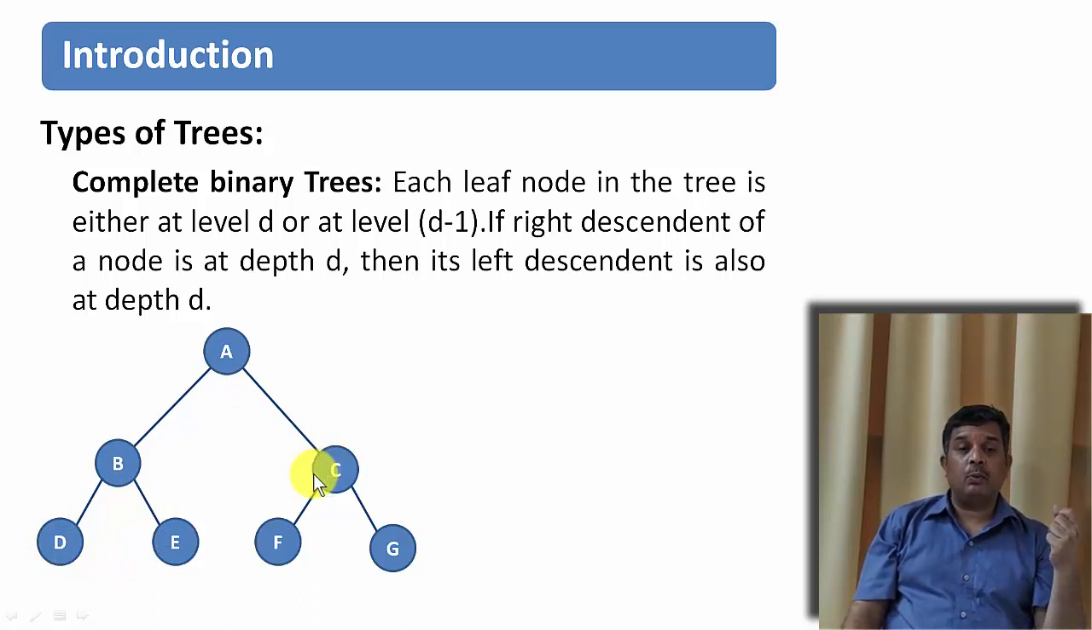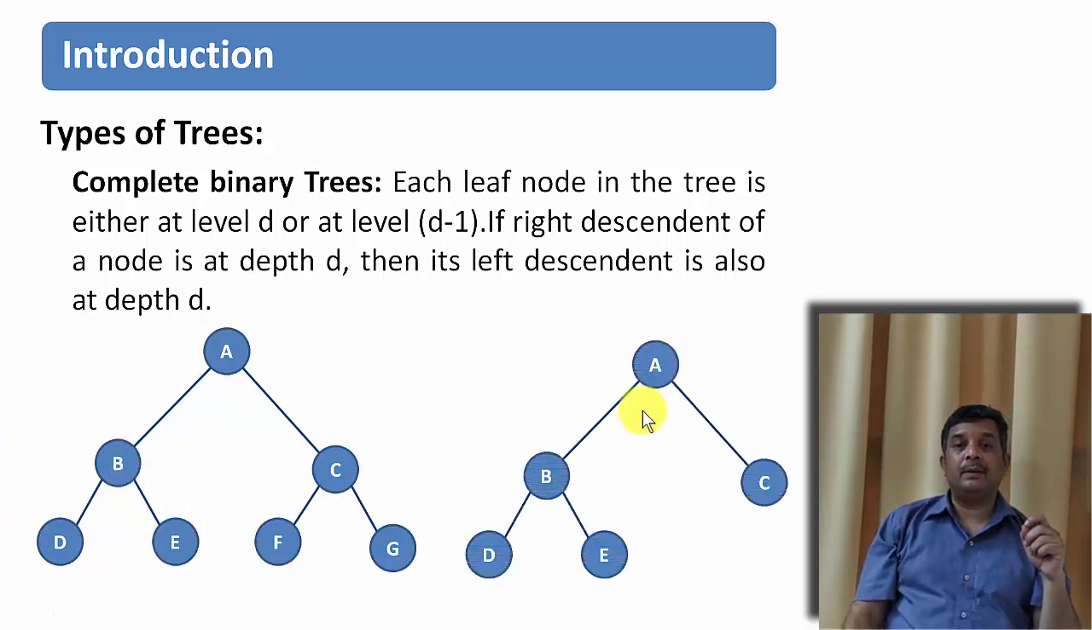In another way, if the right subtree is at level D, then the left subtree has to be at level D. This is one more example you can see. The left subtree is at level D, then the right subtree is one less, that is D minus 1. So this kind of binary tree I'll call a complete binary tree.